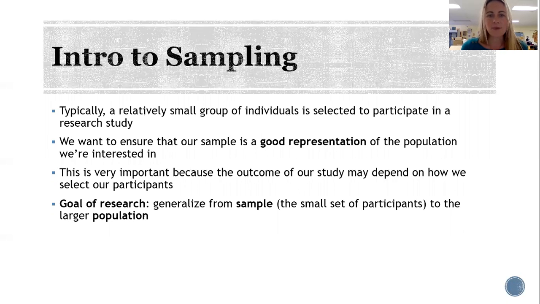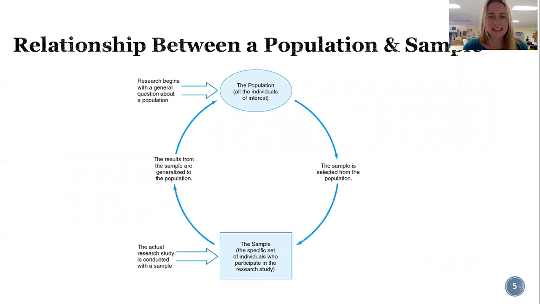So typically, a small group of individuals is selected to participate in a study. We want to ensure that that sample of people is a good representation of the population that we're interested in. This is really important because the outcome of our study depends on how we select the participants. Our goal is to generalize from our sample, that small set of participants, to the larger population. And the only way that we can do that is if that sample of people shares the features of that general population. So here we can see it in a schematic.